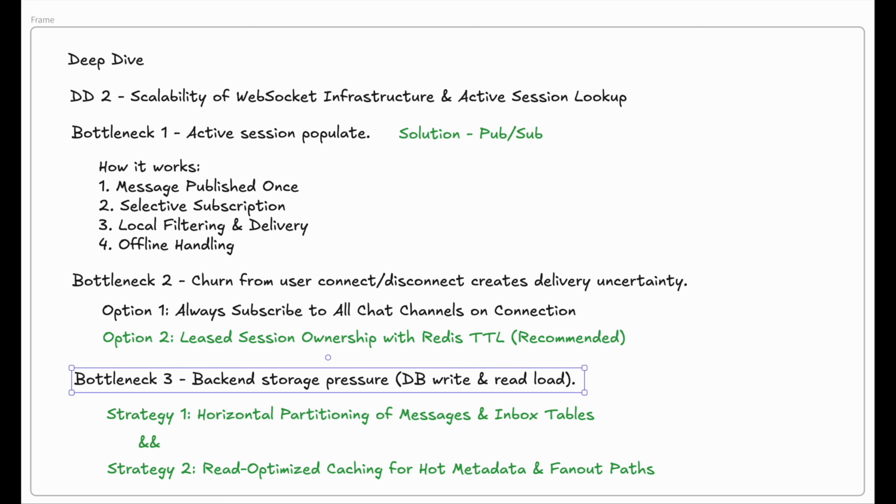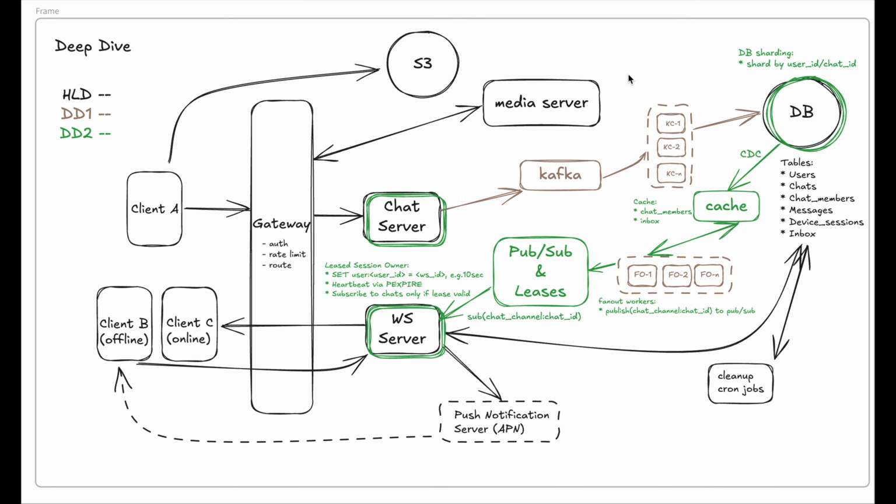For our strategy, we want a combination of two strategies. Strategy number 1 is to horizontally partition the message and inbox tables. Strategy number 2 is to read-optimize with caching for hot metadata and fan-out paths. Let's come to our diagram to illustrate.